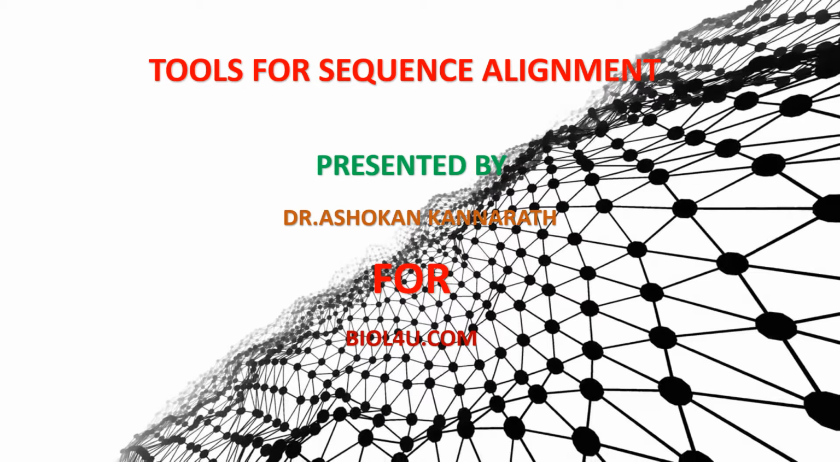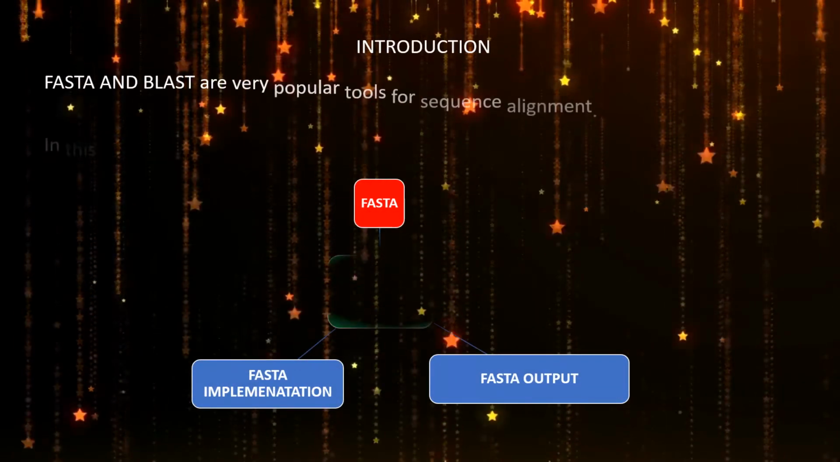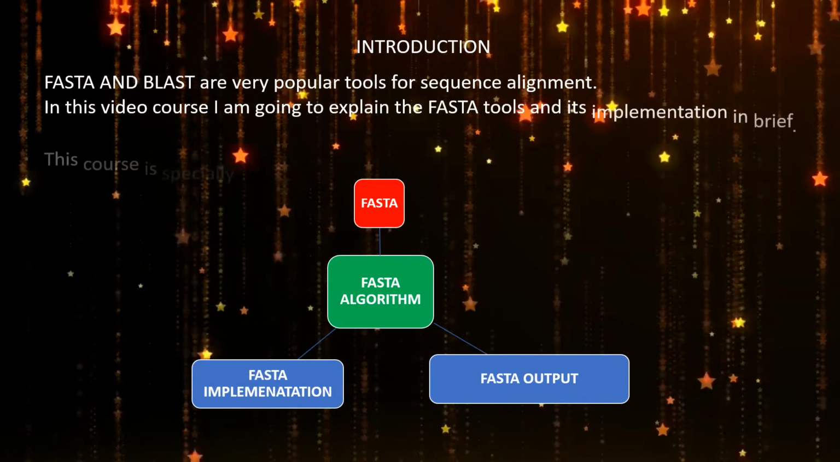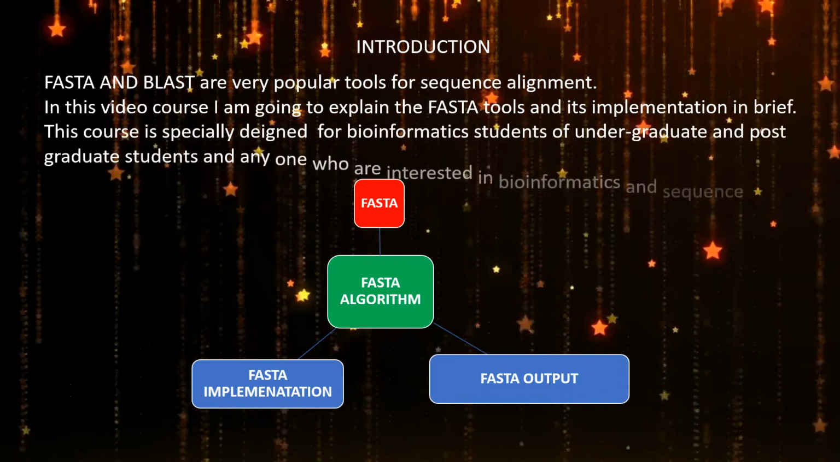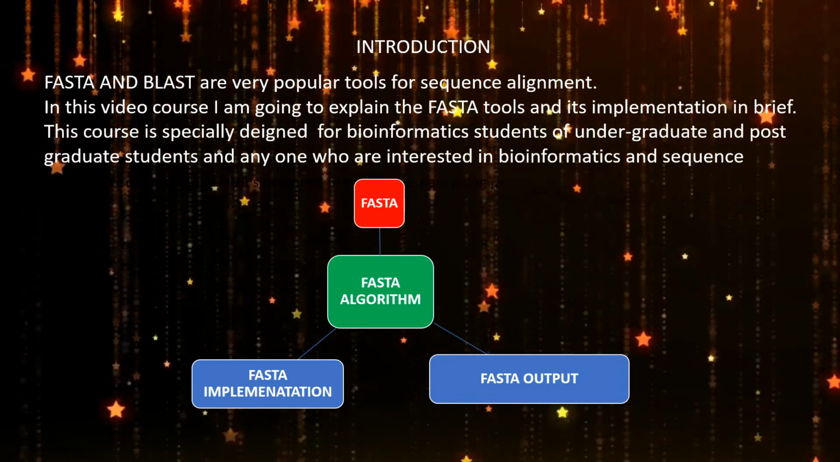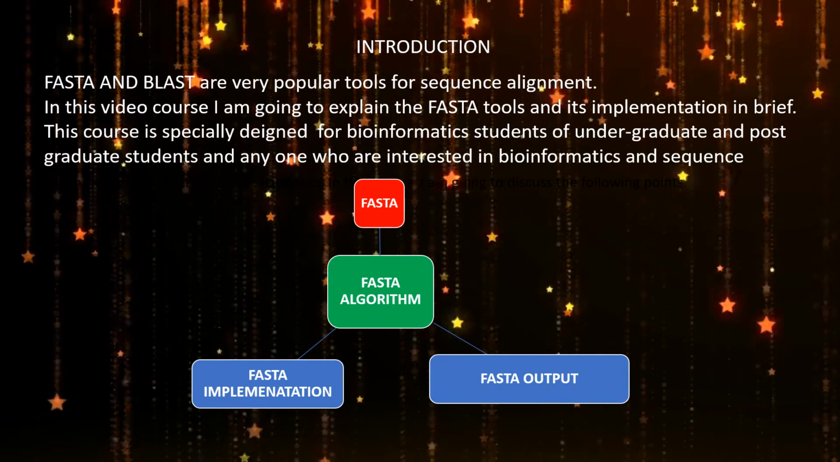The FASTA file format used as input for this software is now largely used by other sequence database search tools, such as BLAST, and sequence alignment programs, Clustal, Seqcopy, etc. Introduction. FASTA and BLAST are very popular tools for sequence alignment. In this video course, I am going to explain the FASTA tools and their implementation in brief.